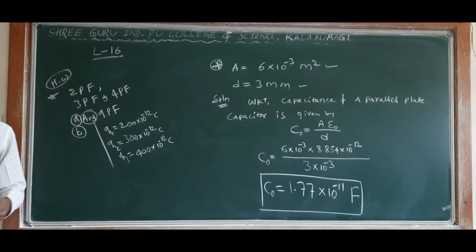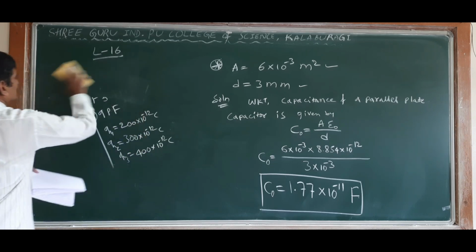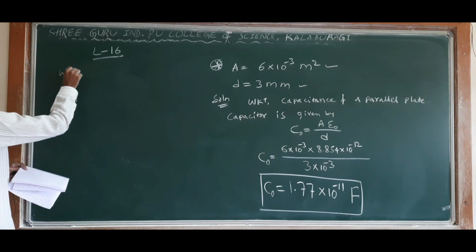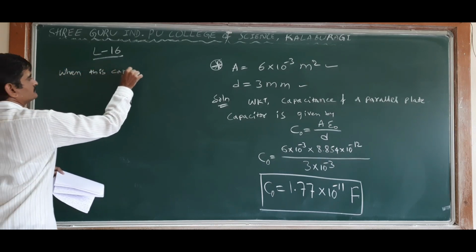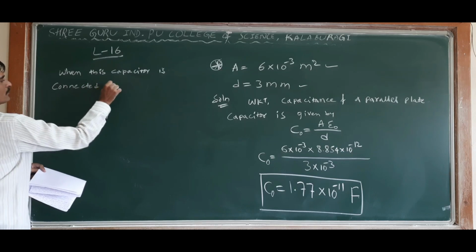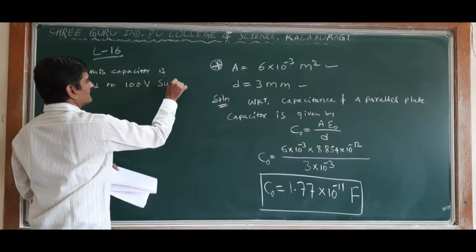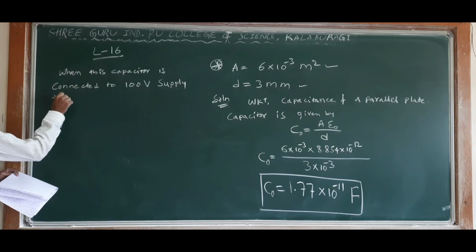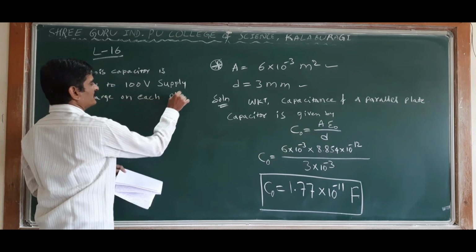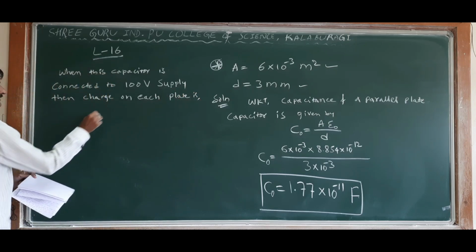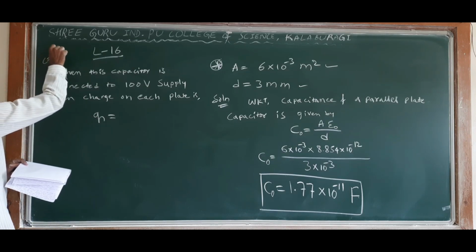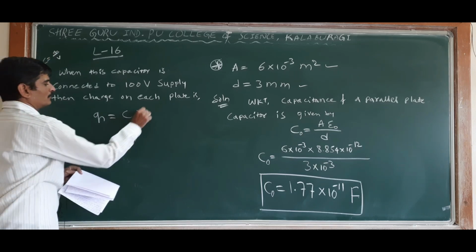Okay, next they are asking for the charge. So now when this capacitor is connected to a 100 volt supply, then the charge on each plate is, simply, C is equal to Q divided by V. So Q is equal to C into V.